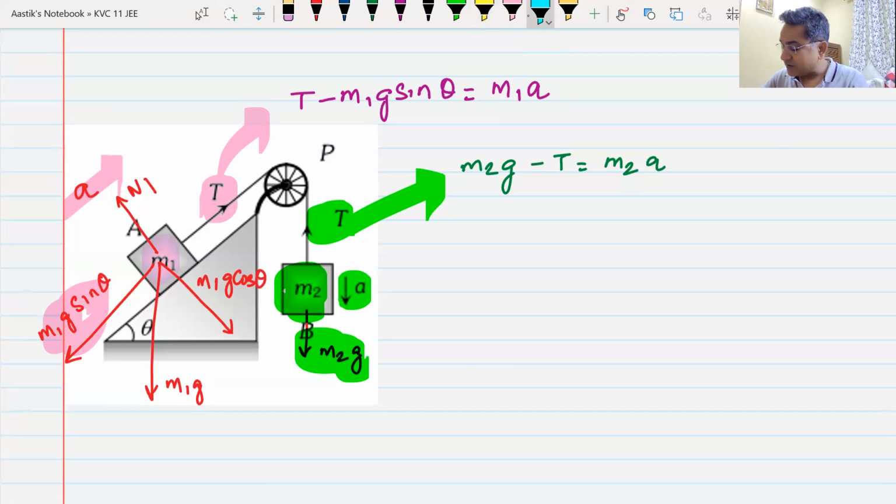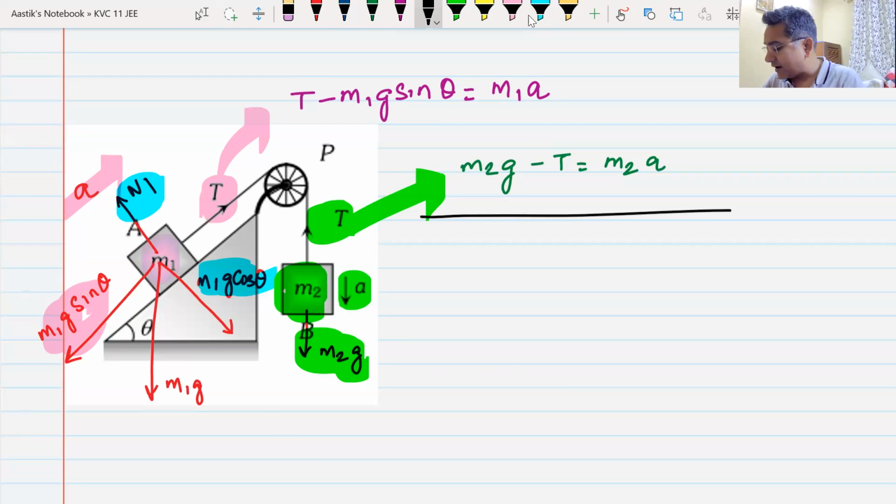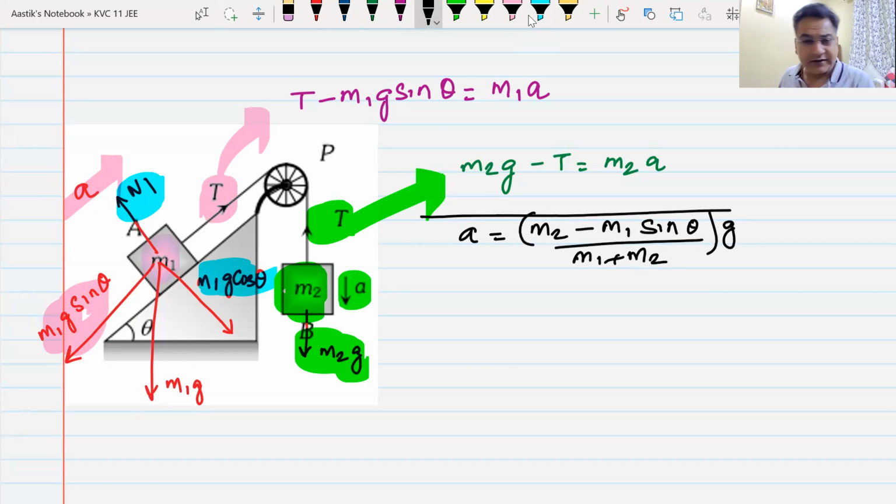Then if required, which is not required here, I could also write the blue equation. N1 is M1G cos theta. That is not required at this point in time. I could have added this and got the value of acceleration. Acceleration in this case will come as M2 minus M1 sine theta multiplied by G divided by M1 plus M2. But you can understand that I don't have to do all this. I can straight away write the answer without doing all this. Do you understand this? Yes or no?